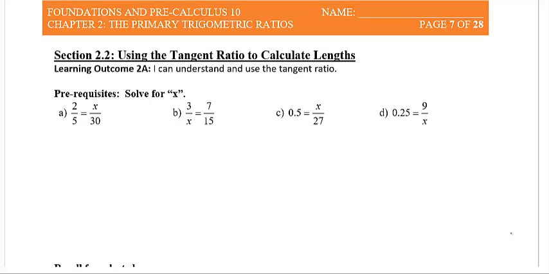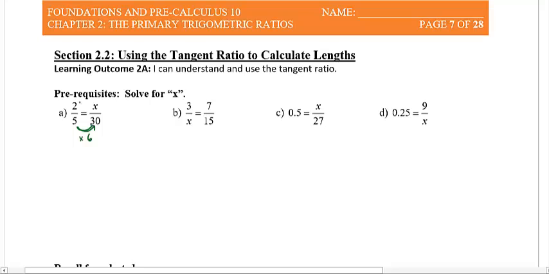Information we learned last day about the tangent ratio to now calculate lengths in a triangle. As a prerequisite skill, you need to be able to solve for x in all four of these cases. These are all ratios, and if you look at the first one, you might be thinking, oh, I see. 5 times 6 gives you 30.